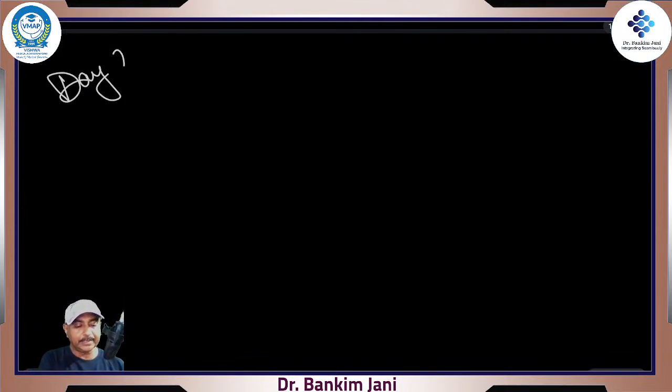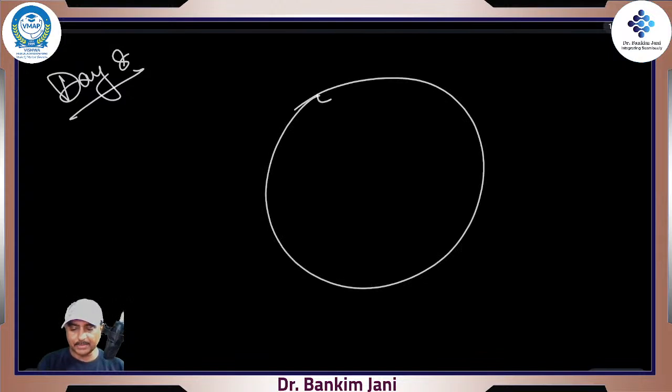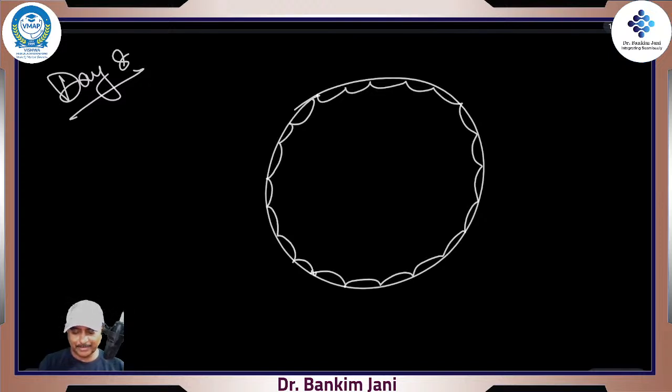Let's say this is day 8. Now in day 8 there is only one major change. From now onwards, which we'll draw like this, and these are the surrounding cells. We'll draw them a bit quickly. Every cell will have its nucleus inside, but we are not drawing it.